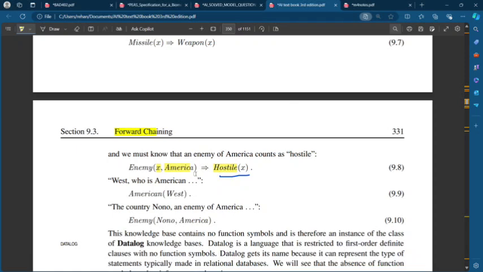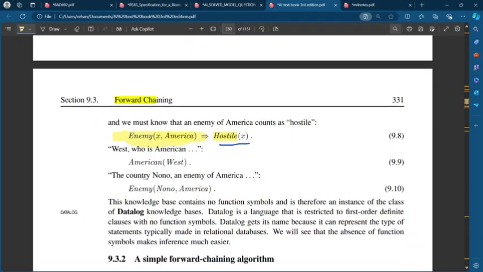So here, what is happening? This means that X is an enemy to America. If X is an enemy to America, then simply we'll derive that X is hostile. And West is American. If an American person sells weapons to a hostile country, it is criminal. So the country Nono is an enemy of America, we can simply say that Nono is an enemy of America.